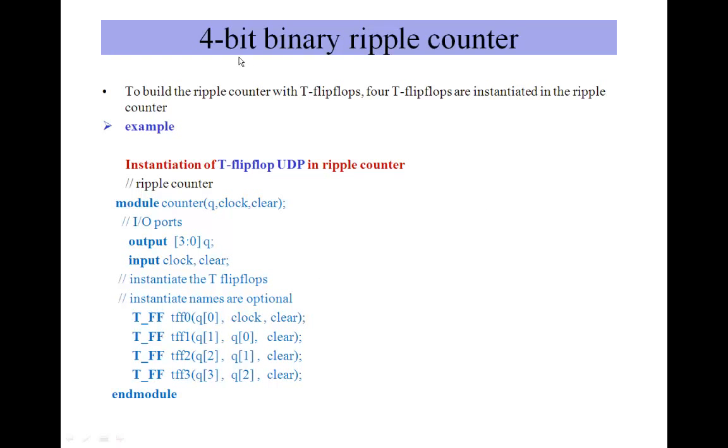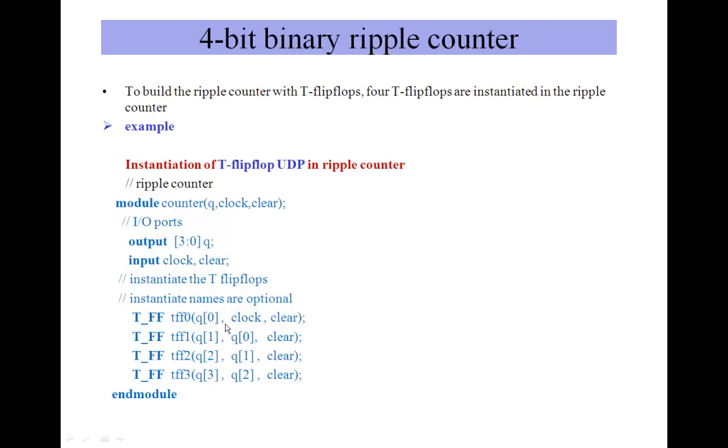Let us look at this example, 4-bit binary ripple counter example. So we want to develop or build a ripple counter. In order to build a ripple counter, we are using T flip-flop. Since it is 4-bit, we need 4 instantiations of T flip-flops. This instantiation name is optional here. Without this also you can do.